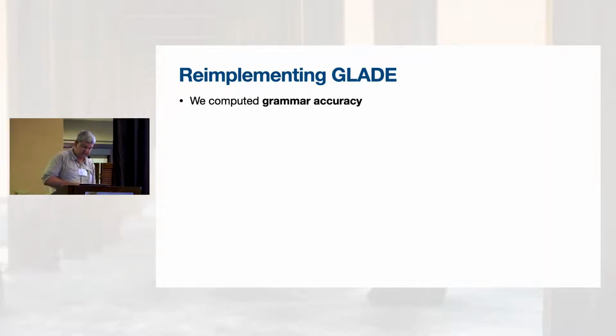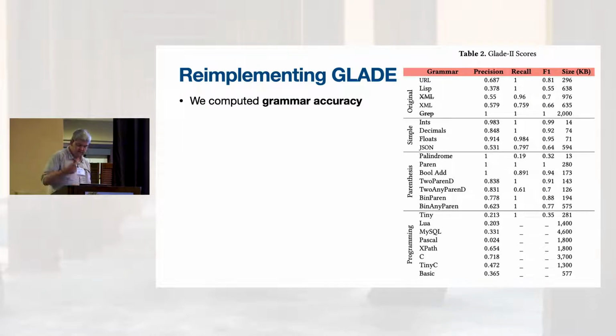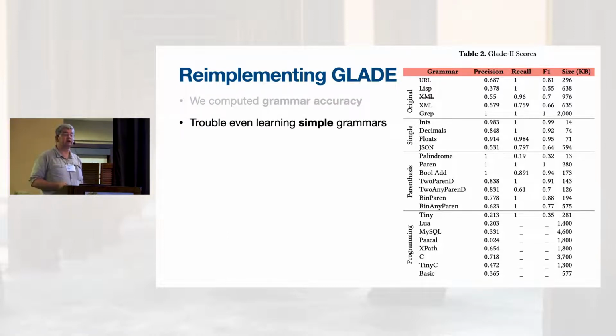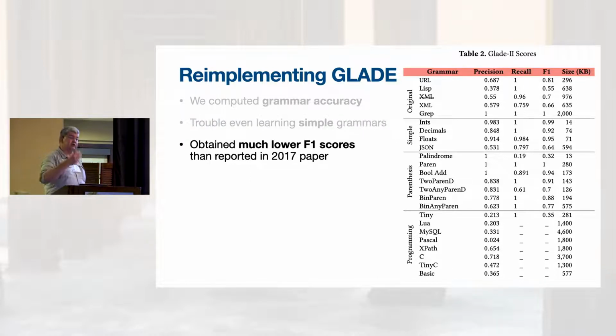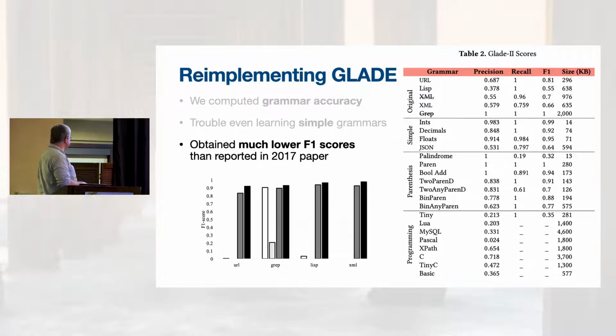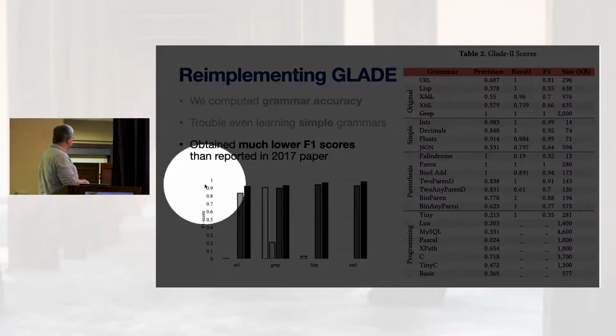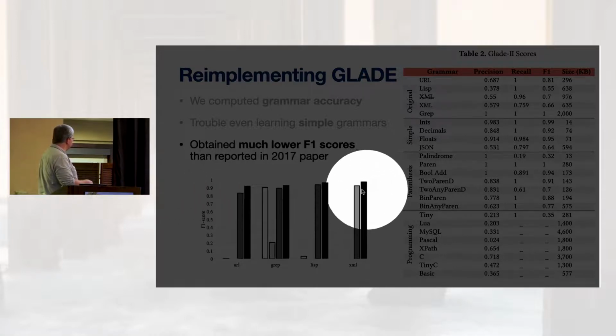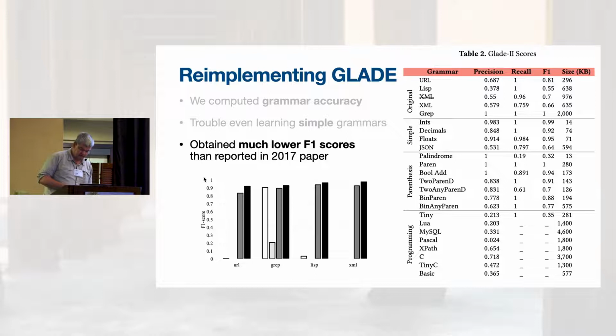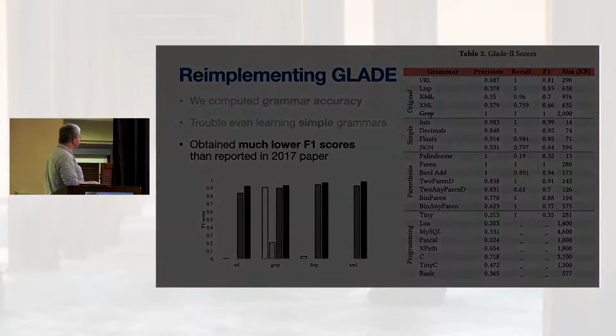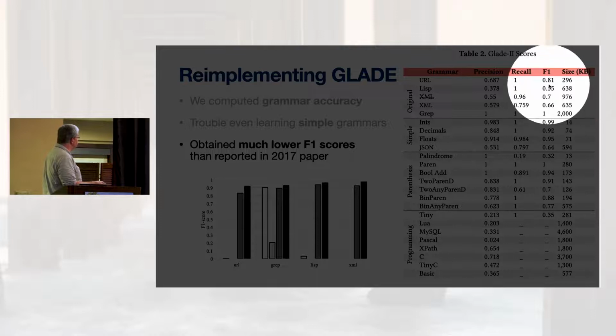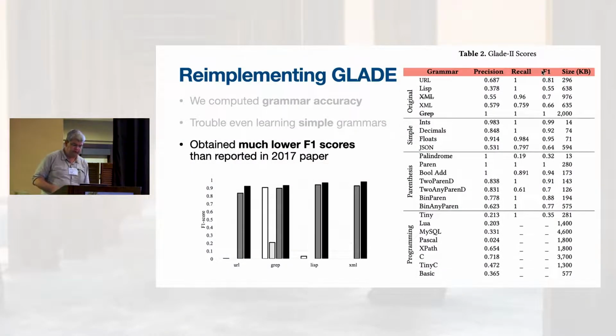We also computed the grammar accuracy. Here are the accuracy numbers: precision, recall, F1 score, and so on. Even with simple grammars, such as palindromes, GLADE didn't fare too well. For the examples that were provided in the paper, we got much lower F1 scores. This is the original picture from the paper. You can see the numbers are not exactly reproduced, but all of these are somewhere between 0.9 and 1.0. The numbers that we got for F1 scores are definitely below this. So we don't know how these numbers came to be.